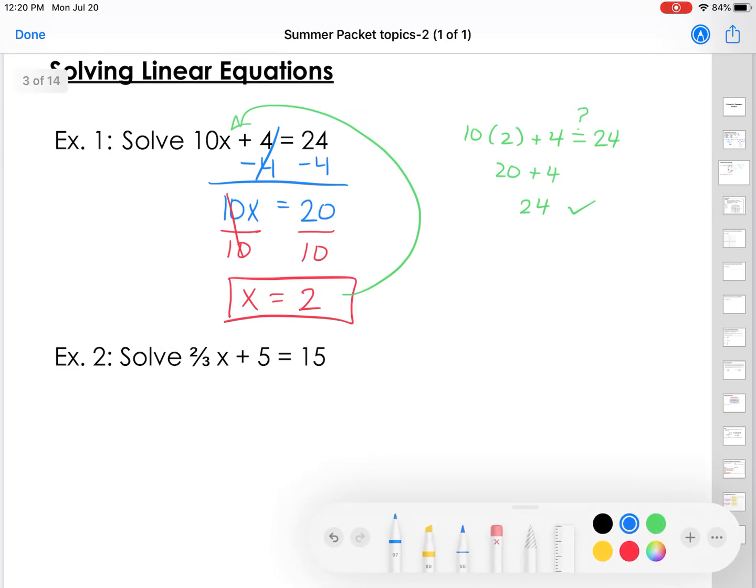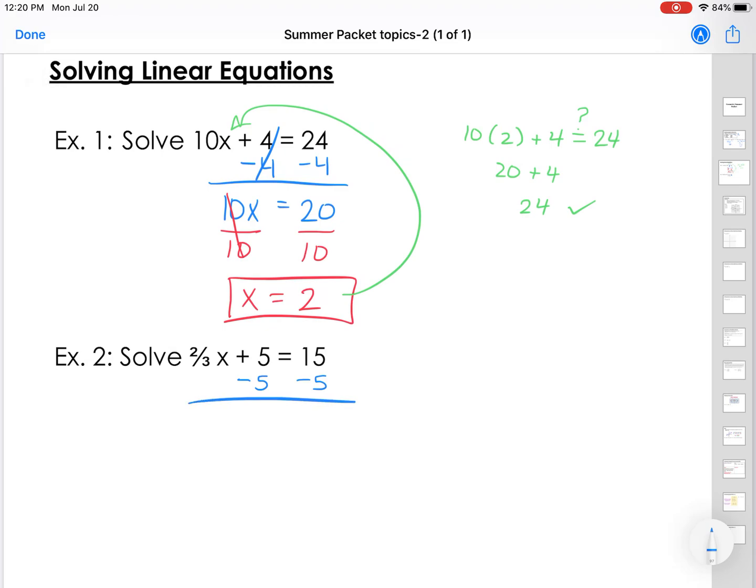I can do the same thing with the next example. So I've got 2/3 x plus 5 is equal to 15, so I'm going to get rid of that 5 by subtracting it. I'm left with 2/3 x is equal to 10.